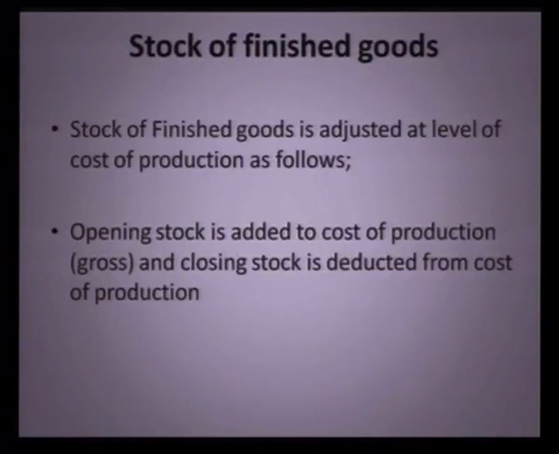Then we have finished goods. Sometimes finished goods are there at opening stock as well as in closing stock. So this adjustment is done after cost of production. When we have calculated all the cost of production, we add opening stock of goods and deduct closing stock of goods. Now we get the adjusted closing stock of goods. This we get the total cost of production of the goods sold.